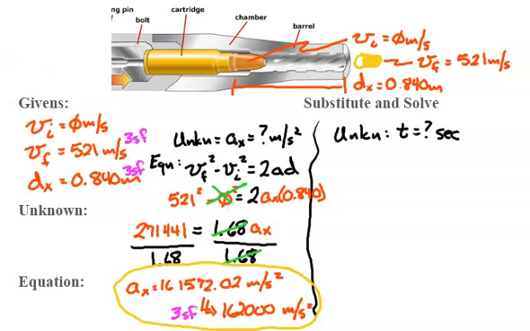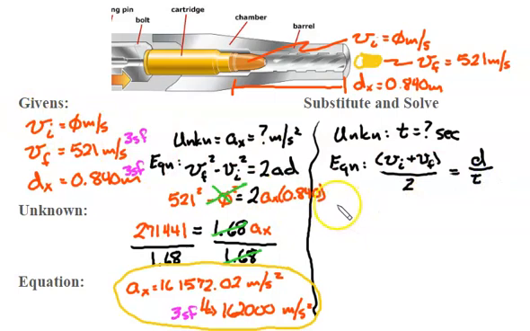The second part of the question asks for time, and so therefore we use a different equation. And in this case, I'm going to use velocity initial plus velocity final, that quantity divided by 2, that's average velocity, equals displacement divided by time. When I replace numbers for letters, my velocity initial is 0 plus 521, that whole quantity divided by 2, and that equals the displacement, which is 0.840, divided by t.